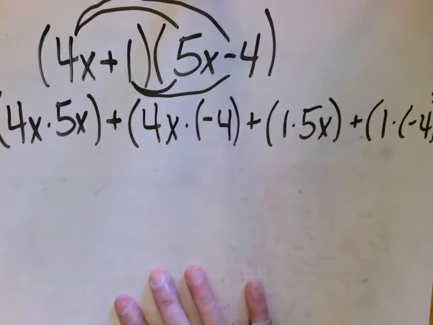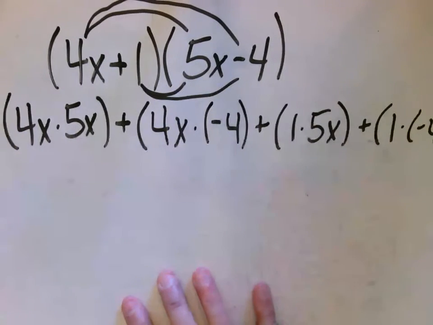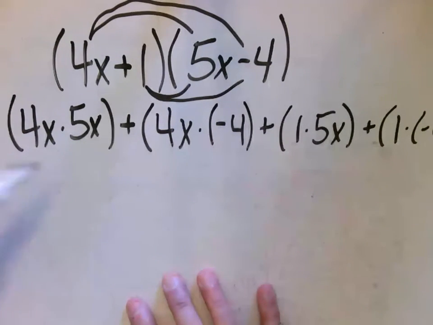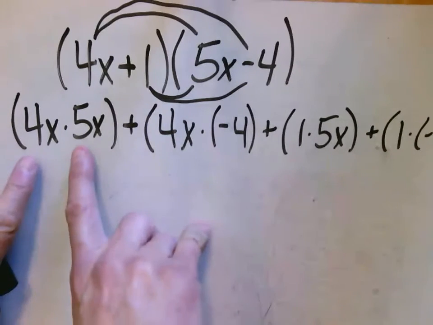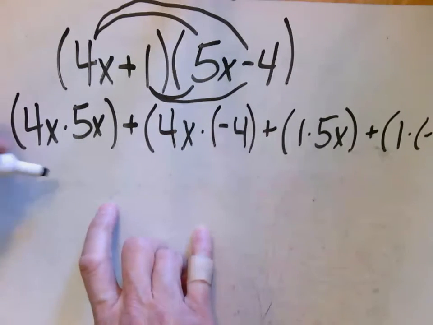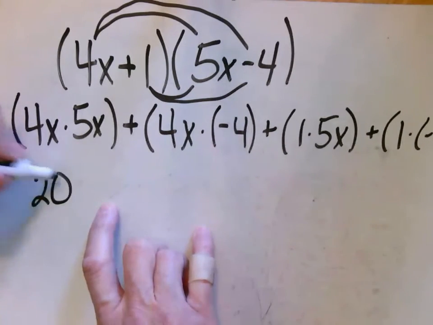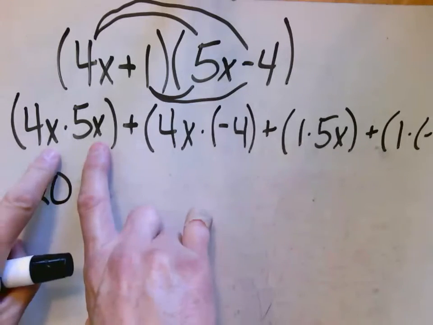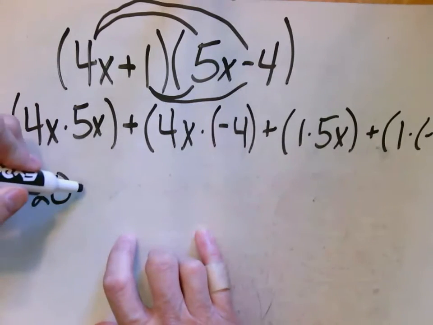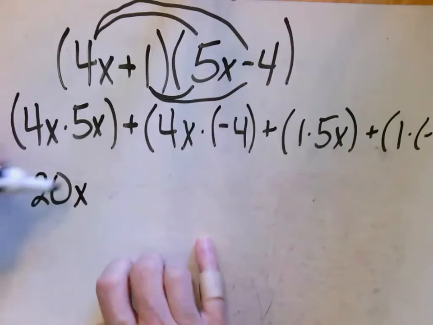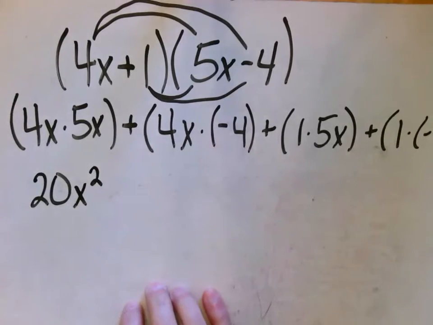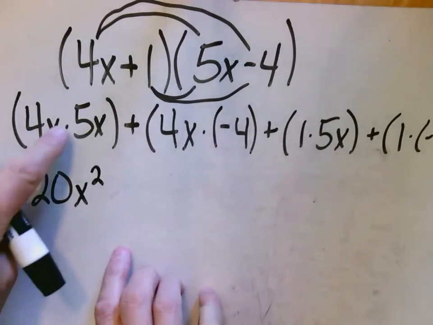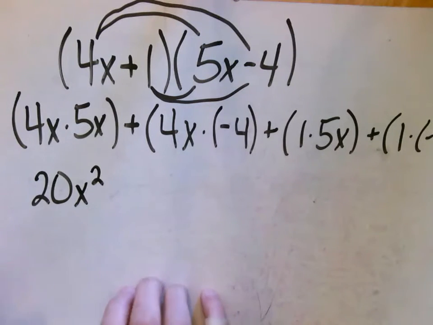Okay? So we're going to simplify this out. I'm going to have to scroll my whiteboard. Sorry about that. So 4x times 5x. We multiply 4 times 5 together. And we get 20. We multiply x times x together. And remember, that's where we rewrite the variable and figure out how many x's we've got. So in this case, there are 2. So 4x times 5x is 20x squared.